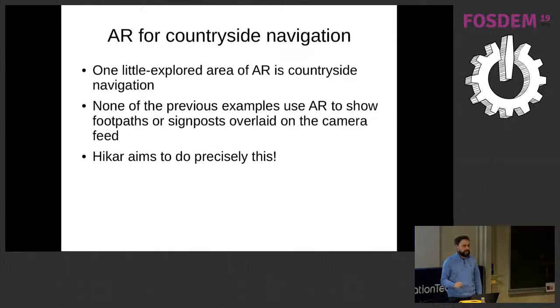So it'd be nice to actually have an augmented reality app where basically the course of the footpath, the route of the footpath, is overlaid on the camera feed of the phone. And furthermore, it would be even nicer if we could have virtual signposts. So where there are no real signposts, we can instead have a virtual signpost showing you the direction and the distance to nearby points of interest, whether that be hills, mountains, pubs, towns, railway stations, or whatever. And my project Hikar is aiming to do precisely this.